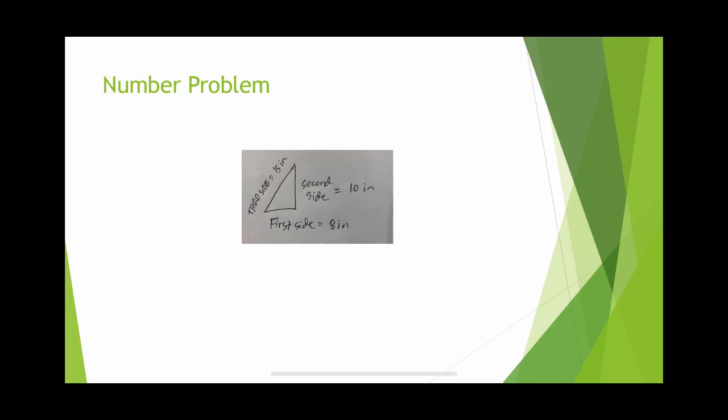And then again, we know the third side is 15 inches, second side is equal to 10 inches, and first side is equal to 8 inches. So we can now find the area of a triangle. So A is equal to 1/2 base times the height. So the base is the first side and the height is the second side. So A is equal to 1/2 times 8 inches times 10 inches. So A is equal to 80 over 2. So 80 divided by 2. Area is equal to 40 square inch.